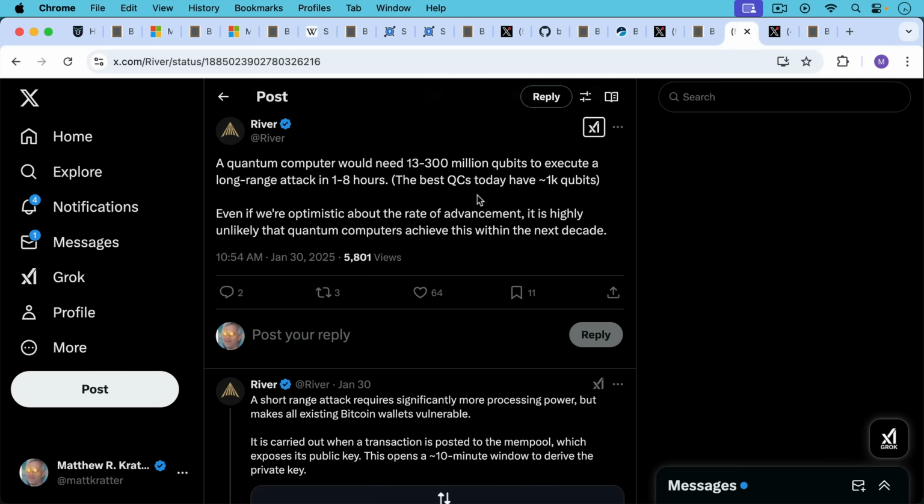Now, how far away are we from having a quantum computer that can do this kind of attack? River points out here, a quantum computer would need 13 to 300 million qubits to execute a long-range attack. Those are the kind we're talking about, where you reverse engineer a private key from a public key, and it would take 1 to 8 hours. The best quantum computers today have only 1,000 qubits, so you need to get that up to 13 million to 300 million. And as River points out here, even if we're optimistic about the rate of advancement, it's highly unlikely that quantum computers achieve this within the next decade.